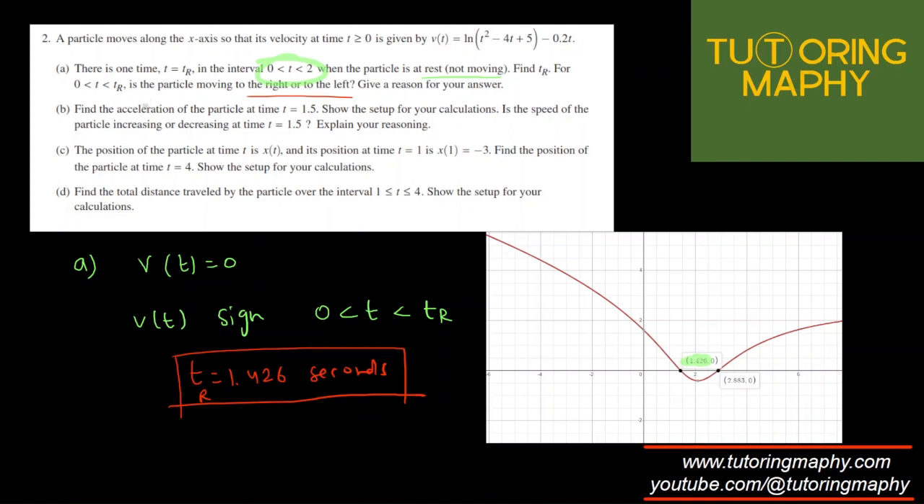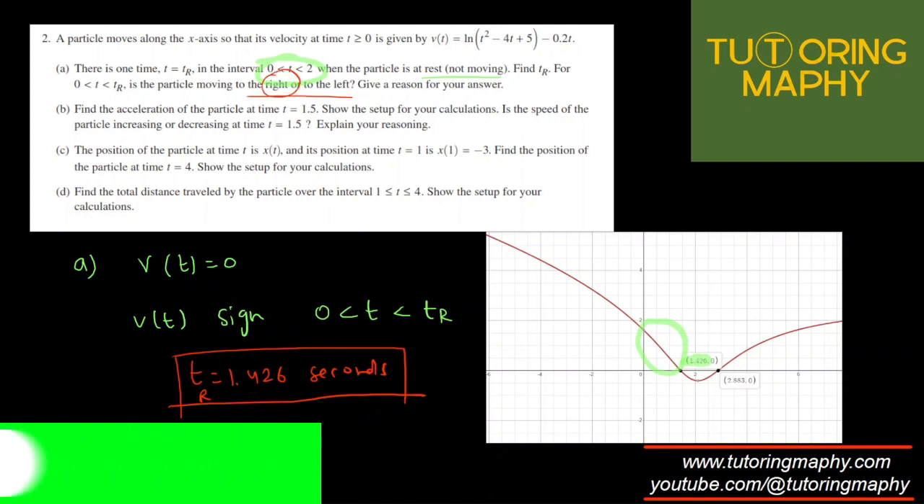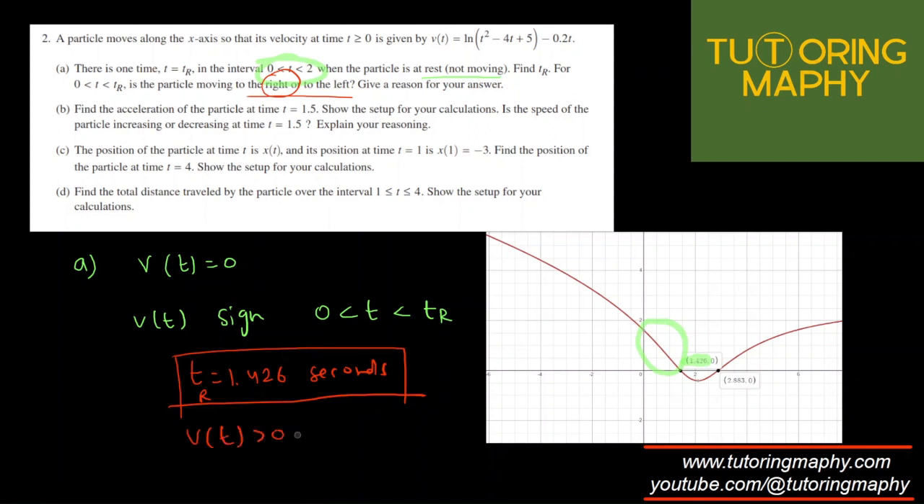They are also interested to know whether it's going to the right or left from 0 to t sub r. You can clearly see that from 0 to this particular time, the velocity function is positive, and if the velocity function is positive, it means that it is going to the right, because positive velocity means going to the right. So that was a pretty straightforward question. This is how we do it. I hope this makes sense.